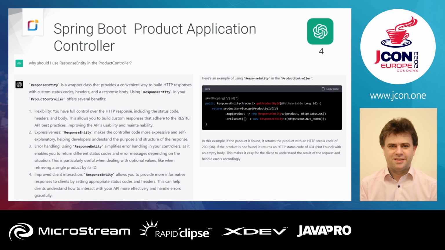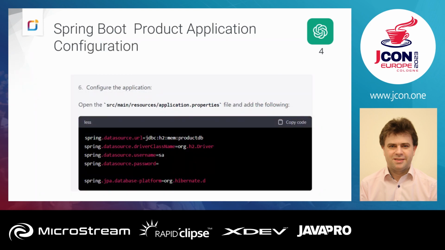Yeah, this is what they gave me. Why should they use response entity in the product controller? I simply asked, and they explained what can be achieved with this response entity compared to using the entities directly. They also generate more or less the JPA properties, so access to the database. Of course, you need to adjust the stuff.